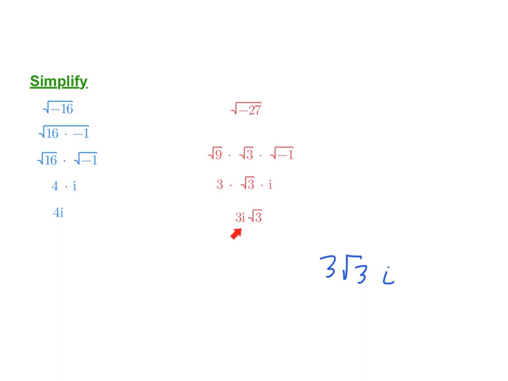So the directions will tell you. Typically, you can leave it like this and that's fine. If it asks for it to be in a plus bi form, you'd probably also put the 0 in front. Okay? If it asks for a plus bi form. Okay? Questions? Just know the difference. Typically, we're not going to use this unless it absolutely asks for it.